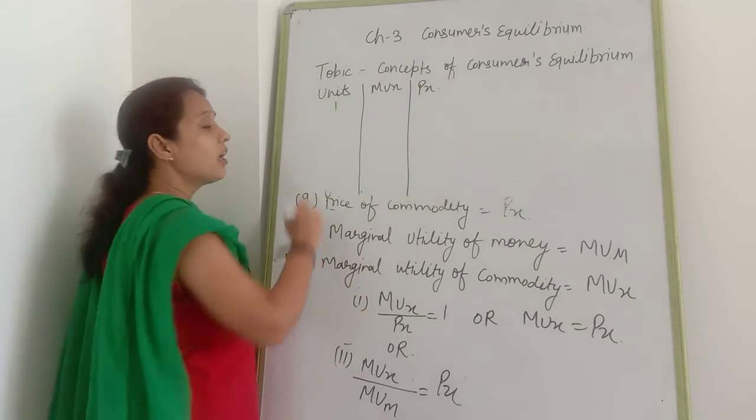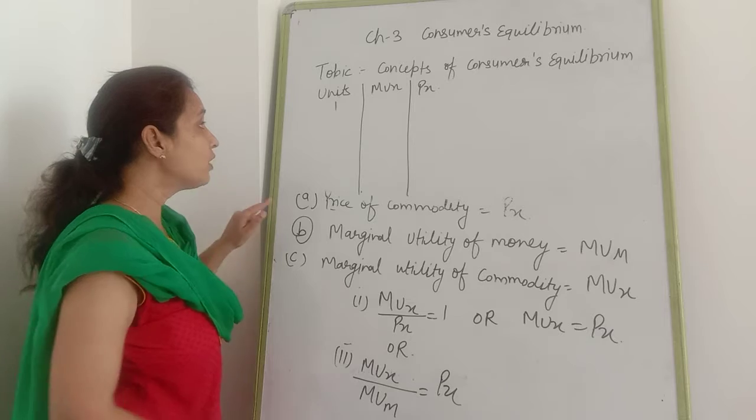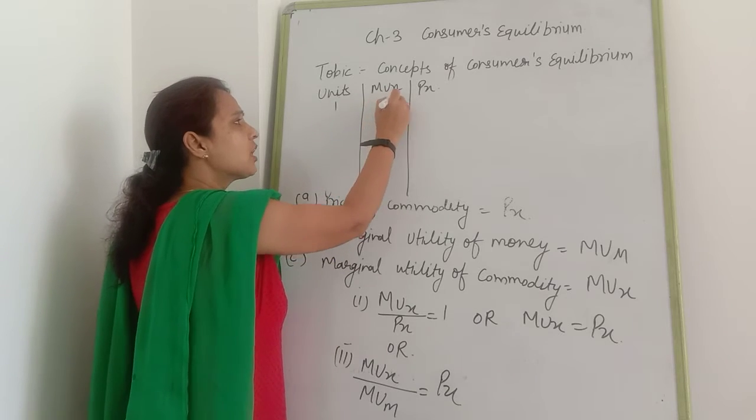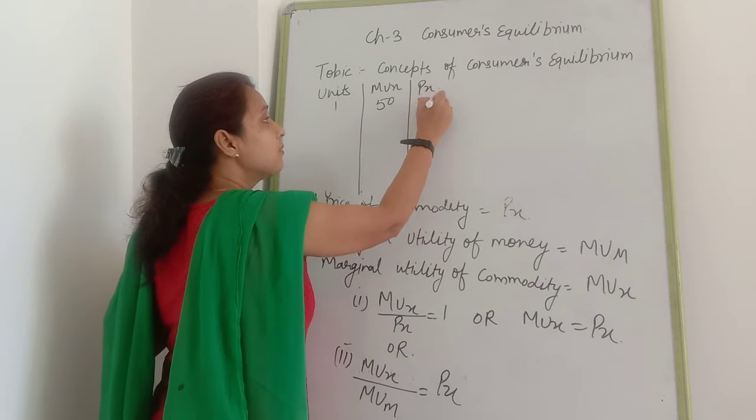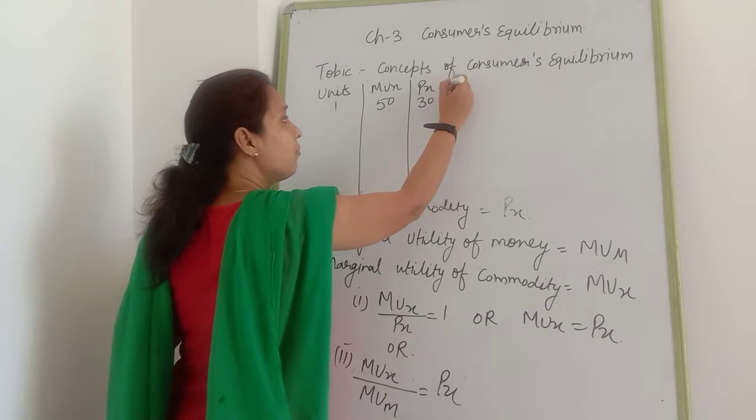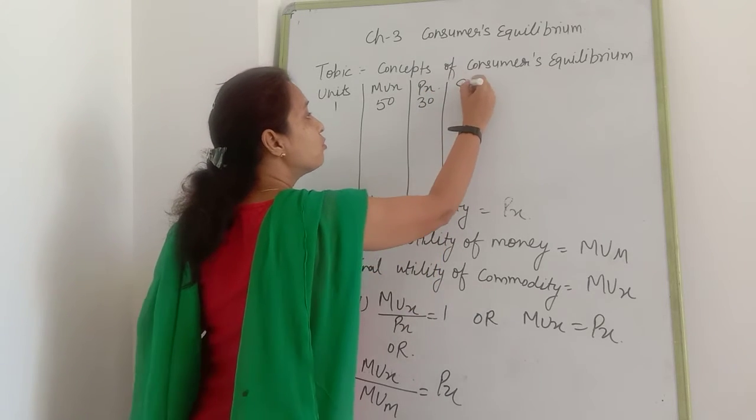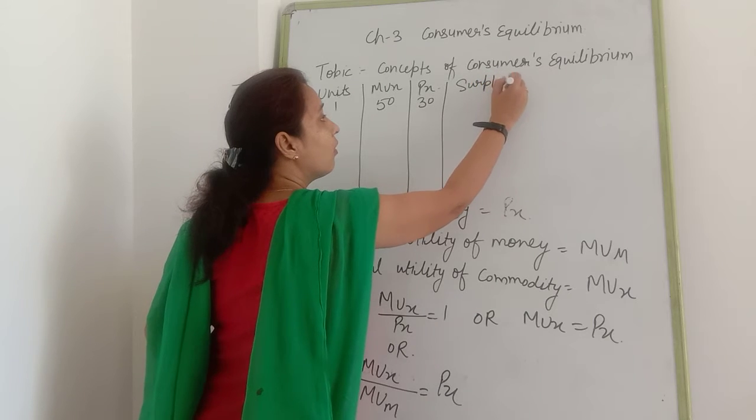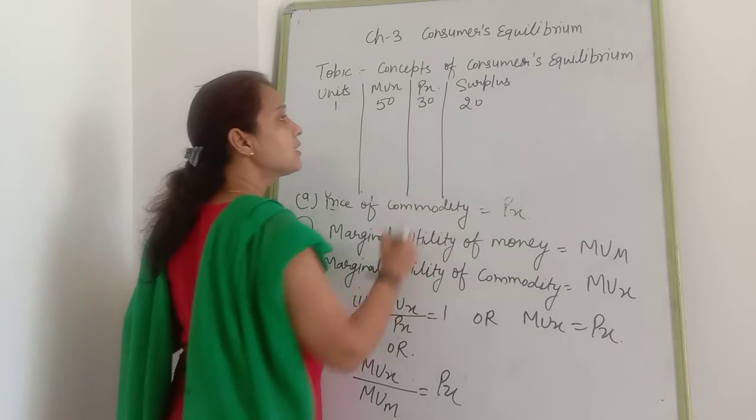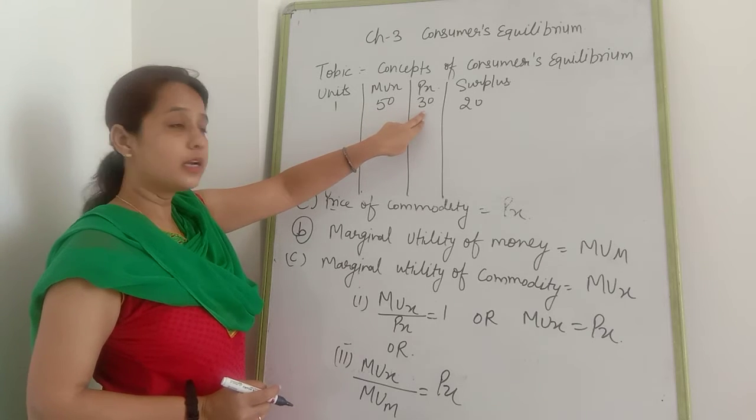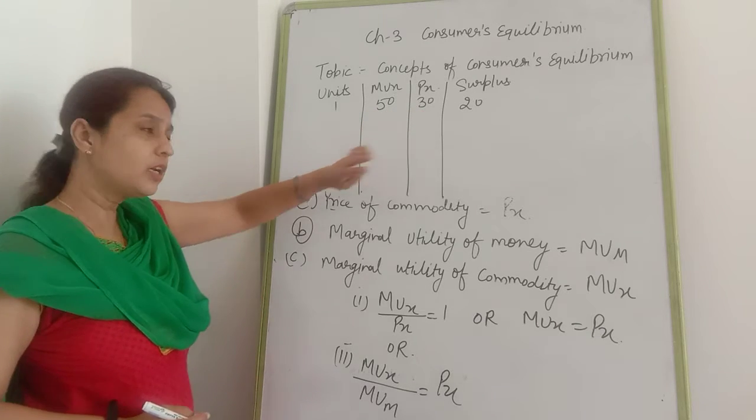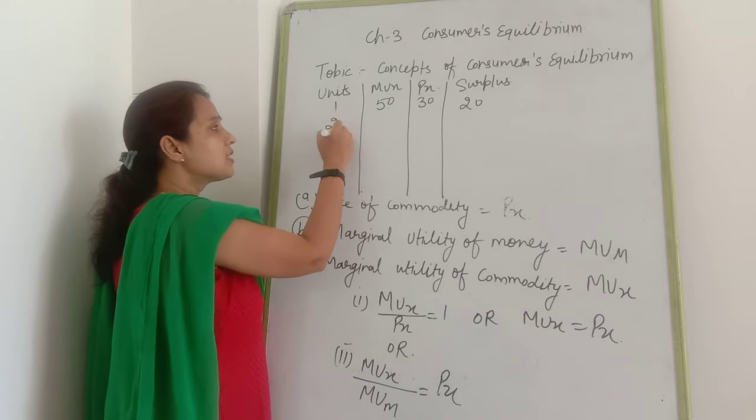Clear? Suppose I have consumed the first ice cream. From the first ice cream, how much satisfaction have I got? 50. That means the price of the ice cream is 30. I am in which position? Surplus position. How much am I going to get? A surplus. Why? Because MUX is greater than PX. So definitely I will continue for a second ice cream.